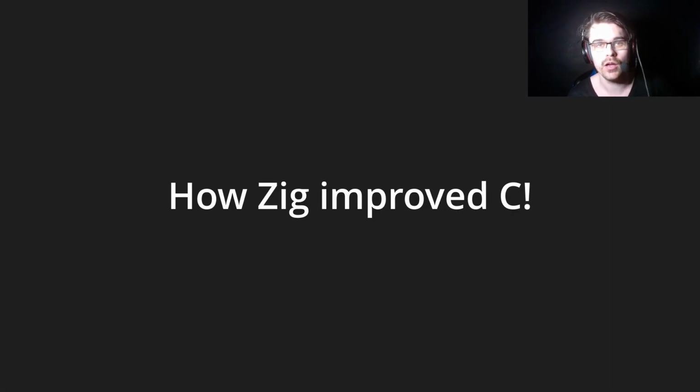This is how Zig improved C. So this is a remake of a previous video because there are a few errors I made. Apologies for that in the previous video. Here are some better examples, I hope. So what is Zig? Zig is a systems programming language which attempts to fix the problems with C, mostly to make it more robust, safe and reliable.